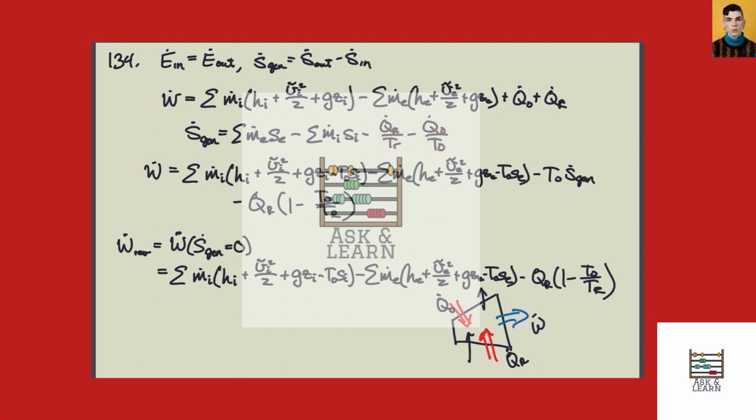Now, they want us to eliminate Q naught. Okay, well, we can do that. Basically, multiply this equation by T naught, solve for Q naught, plug it in here, do some simplifying, and we get this lengthy expression. And this is the work that we're getting out.